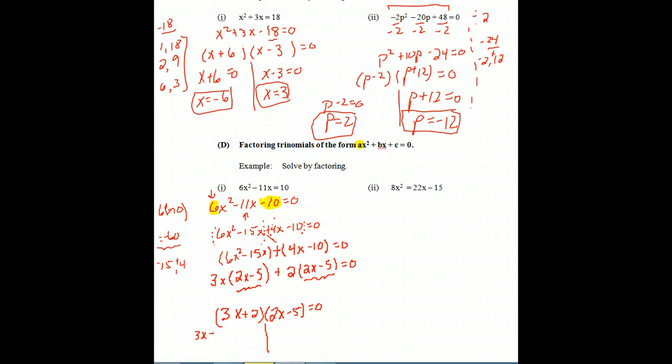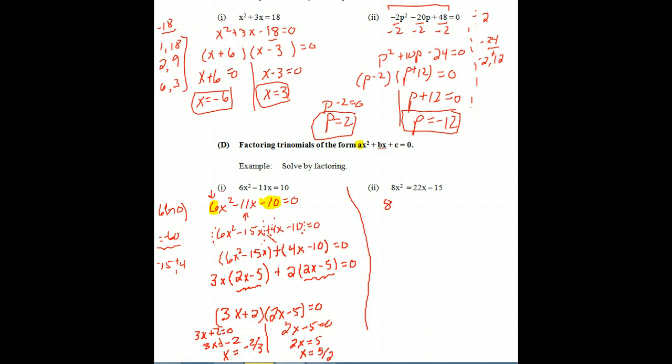3x plus 2 equals 0. I'm going to bring the 2 over. 3x equals negative 2, or x equals negative 2 over 3. And here, 2x subtract 5 equals 0. 2x equals 5. X equals 5 over 2.